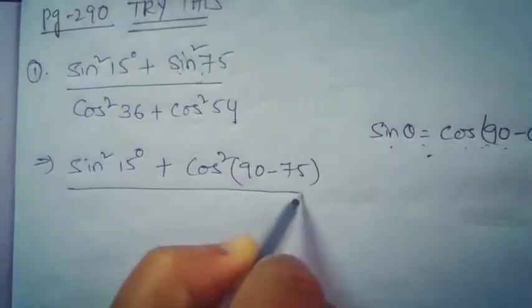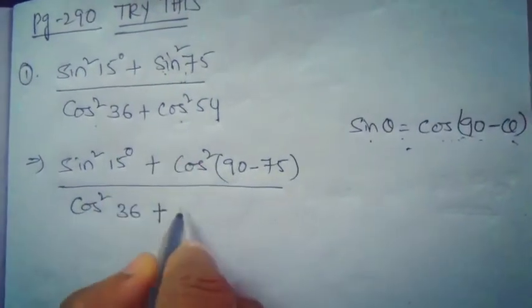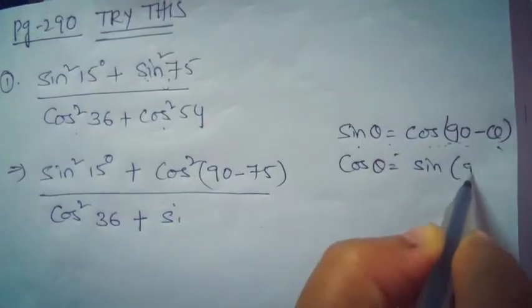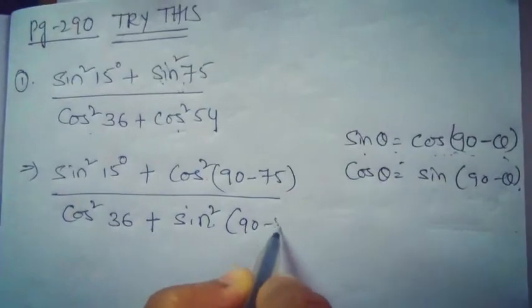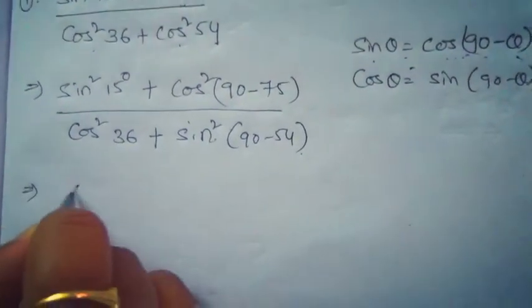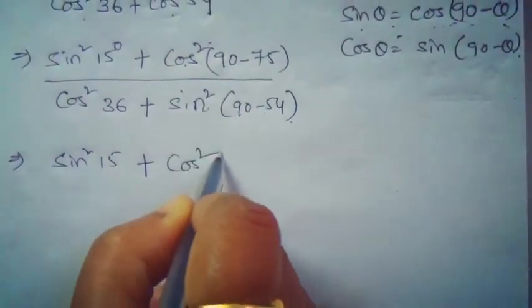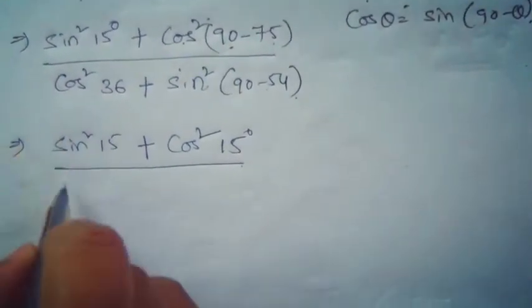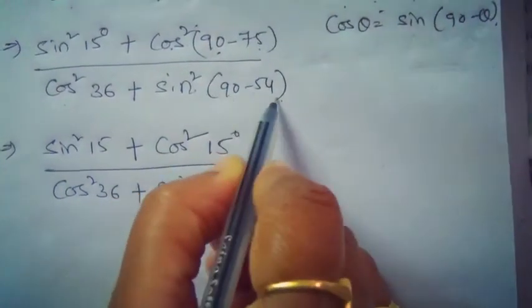Just as usual I am writing here also. So cos square 36 plus, here cos theta is equal to sine of 90 minus theta, no? That's why I am writing here: sine square 90 minus 54. So sine square 15 plus cos square 15, by cos square 36 plus sine square 36, just subtracting this one.